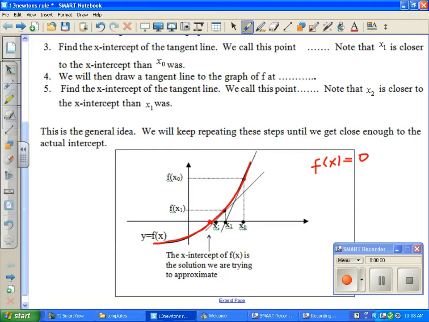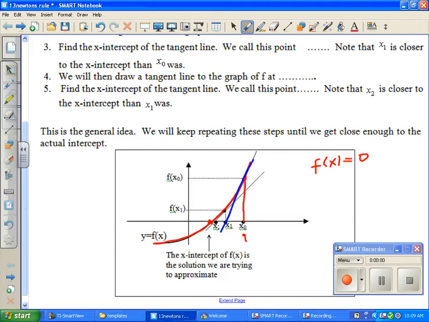And the way this method works is you begin with an initial guess. Here our initial guess is x sub 0. You take the initial guess, you plug it into the function. Right there, you draw the tangent line. Do you notice that the x-intercept of that tangent line is now a little bit closer to the actual 0?